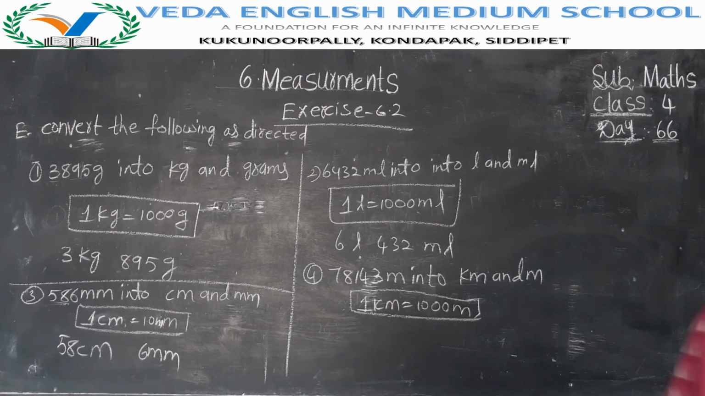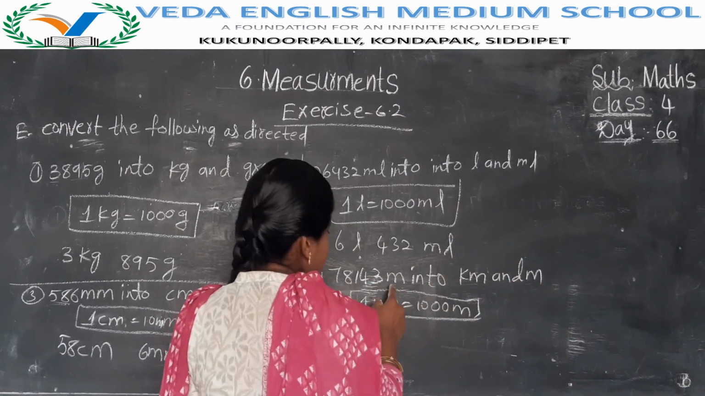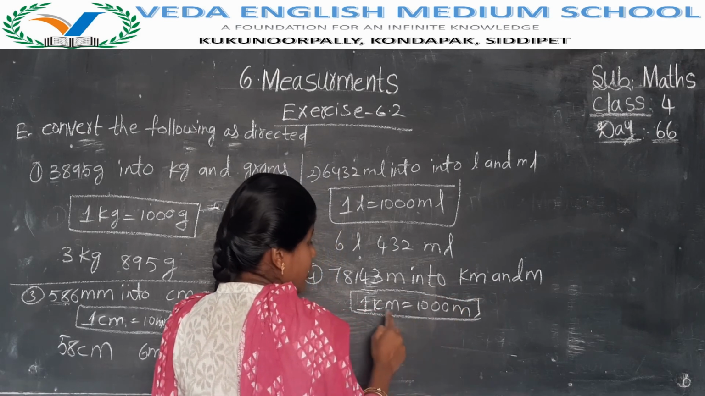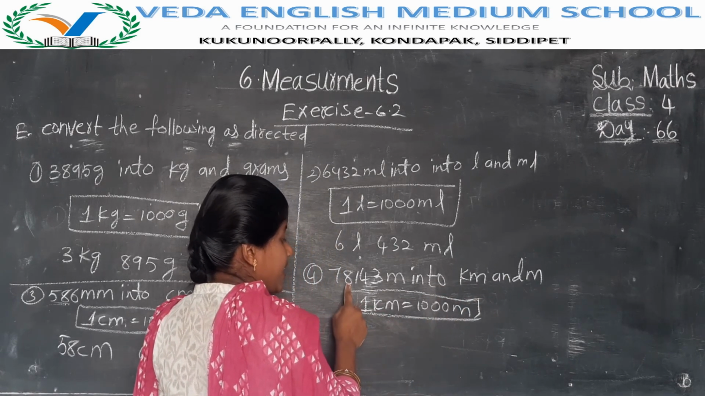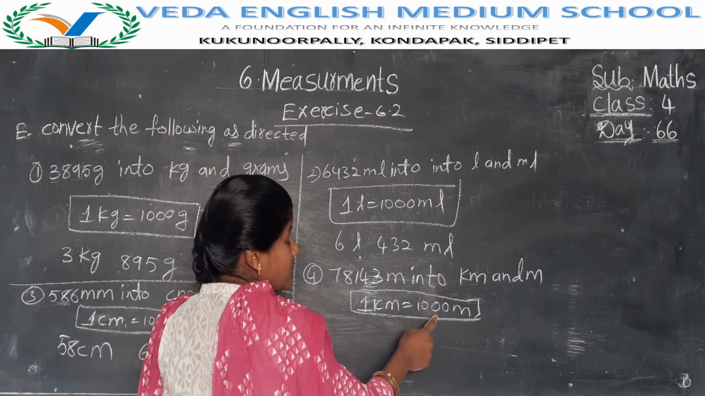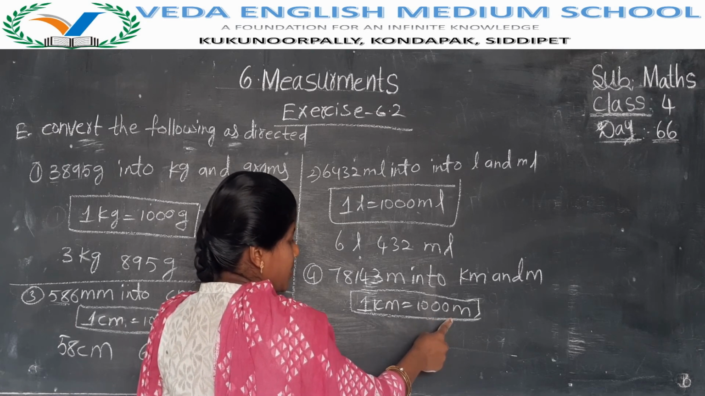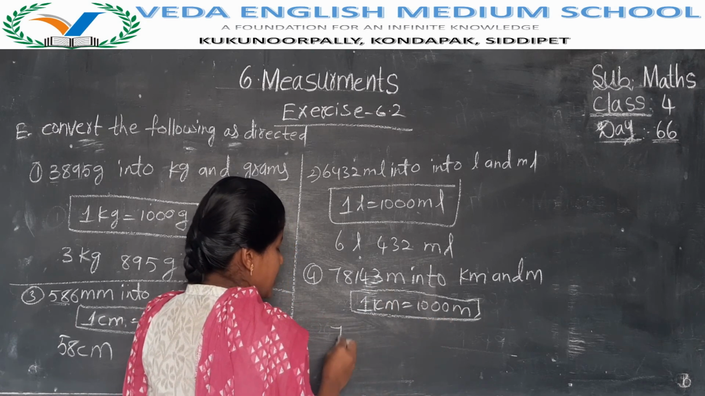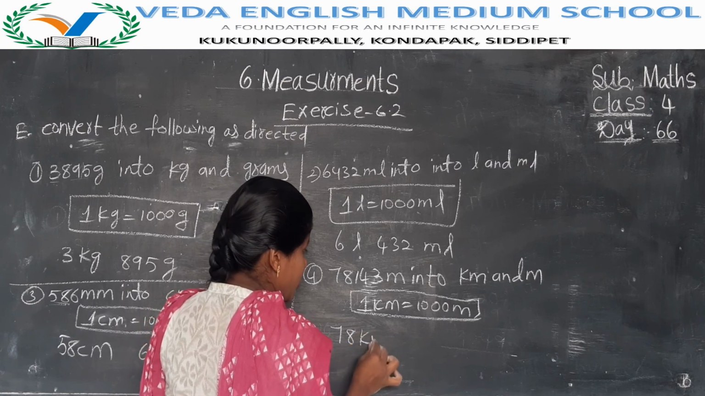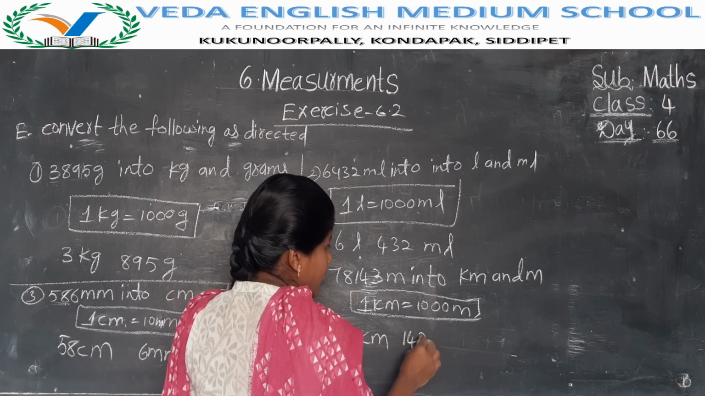Next, the fourth one: 78,143 meters into kilometers and meters. If 1 kilometer is equal to 1000 meters, then 78 kilometers is equal to 78,000 meters. Here you have to say directly: 78 kilometers 143 meters.